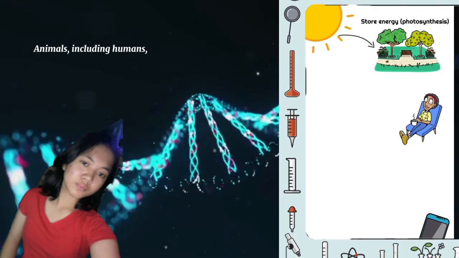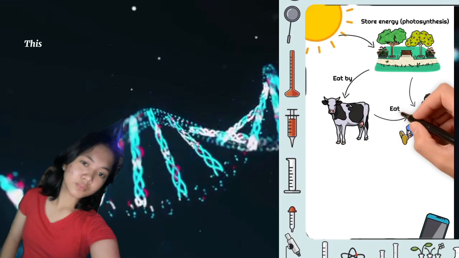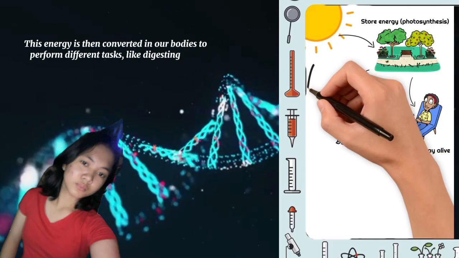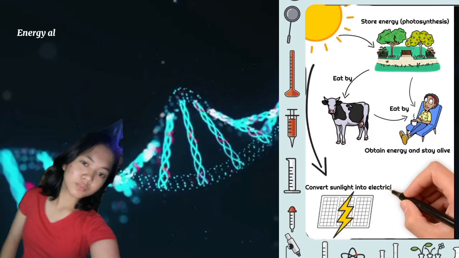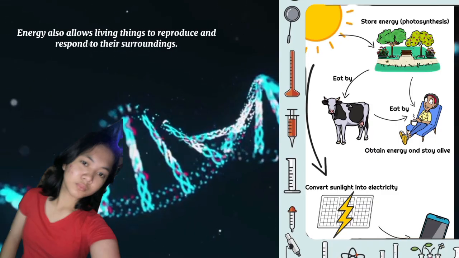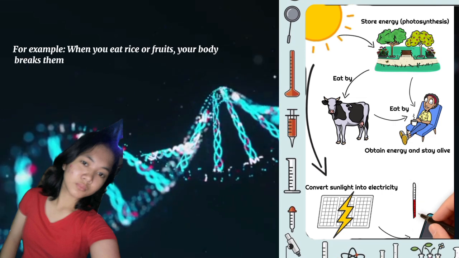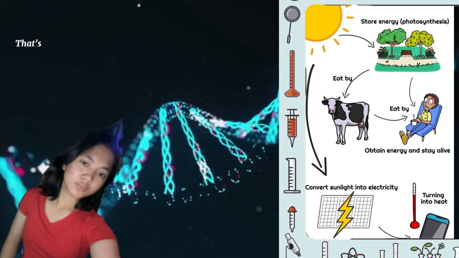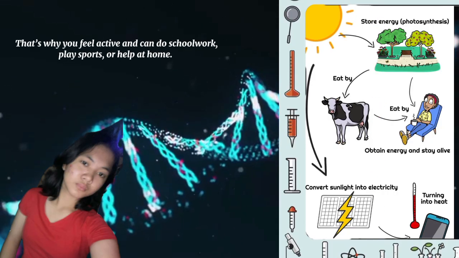Animals, including humans, get their energy by eating plants or other animals. This energy is then converted in our bodies to perform different tasks, like digesting food, pumping blood, and repairing cells. Energy also allows living things to reproduce and respond to their surroundings. For example, when you eat rice or fruits, your body breaks them down into nutrients that become your source of energy. That's why you feel active and can do schoolwork, play sports, or help at home.